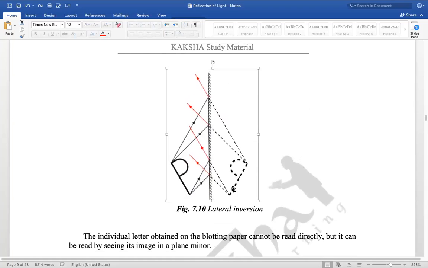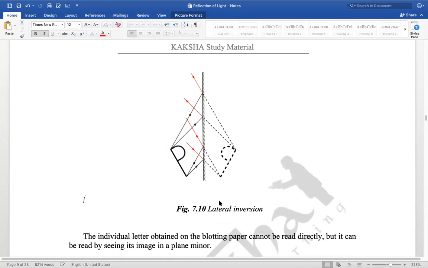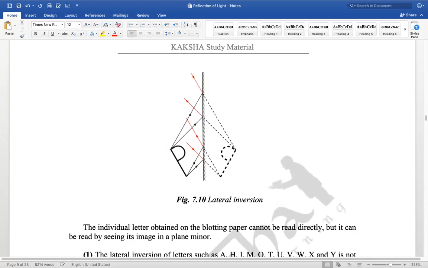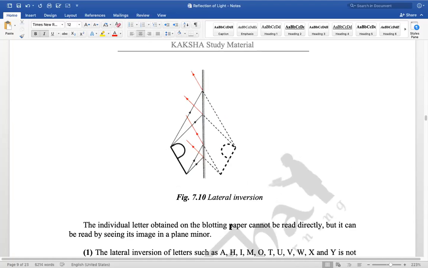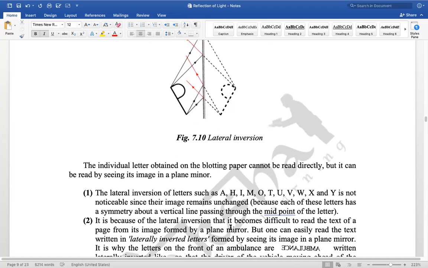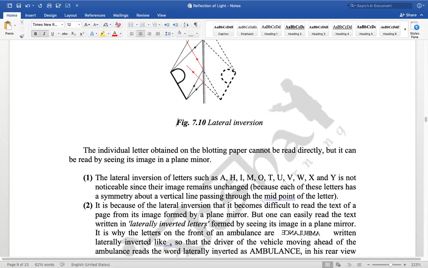फॉर एग्जाम्पल यहाँ पे जैसे ये जो लेटर P है तो ये, सो दिस इज लैटरली इन्वर्टेड. ठीक है ना. The individual letter obtained on the blotting paper cannot be read directly, but it can be read by seeing its image in a plane mirror.